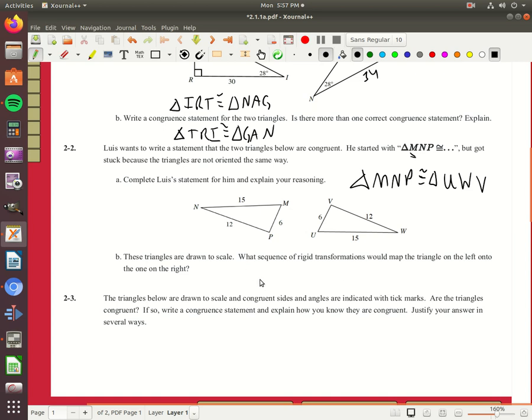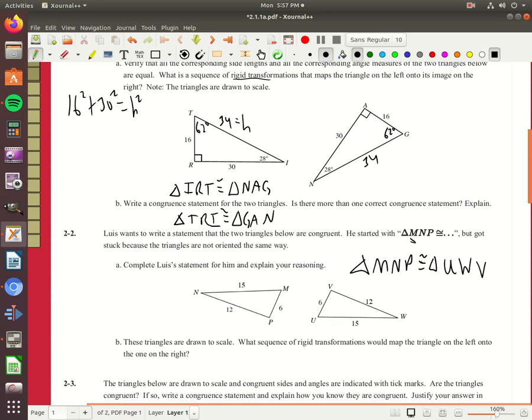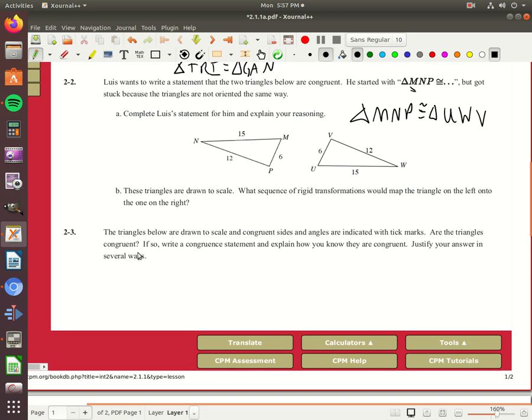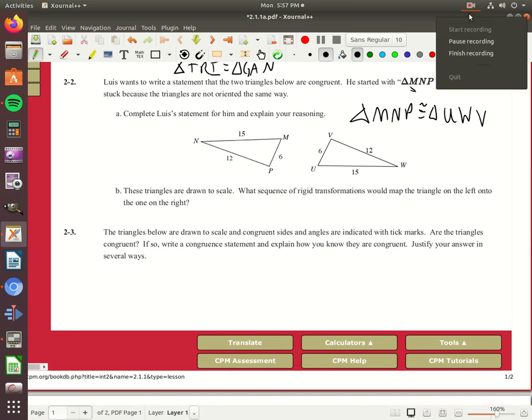So these triangles are drawn to scale. What sequence of rigid transformations would map the triangles from the left to the right? Well, it looks like if I rotated this one, that I would have the 6 on the side and the 12 on the top and the 15 on the bottom, and then I could just translate or slide it over. So both of them, it looks like a rotation and a slide. Yeah, they both look like rotations and slides. So let me pause here and set up problem 2, 3.